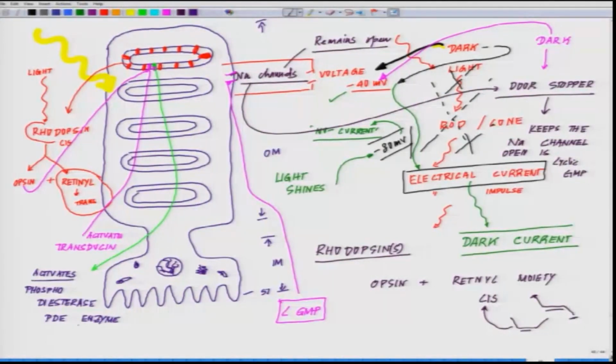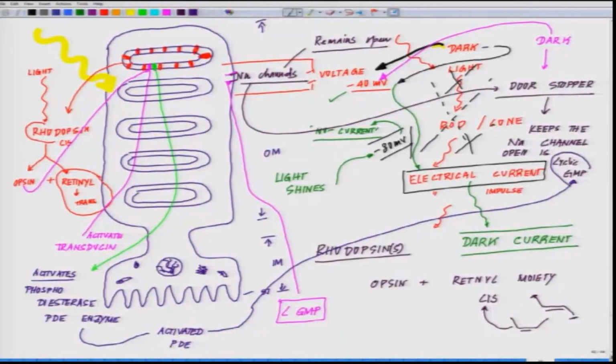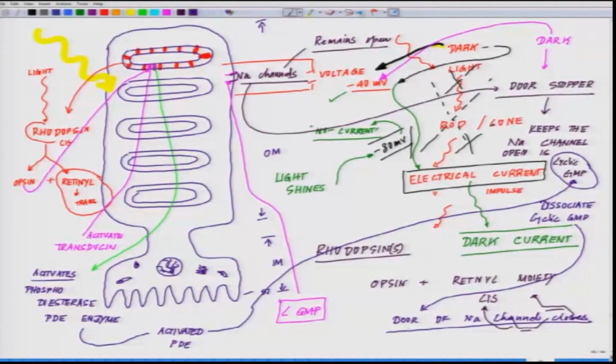These activated phosphodiesterase, called PDE, then goes to these door stoppers, the cyclic GMP, and dissociates it. And as soon as phosphodiesterase dissociates the cyclic GMP, the door of the sodium channel closes. And once the door of the sodium channel closes, the next thing you know, the membrane gets back to minus 80 millivolt.